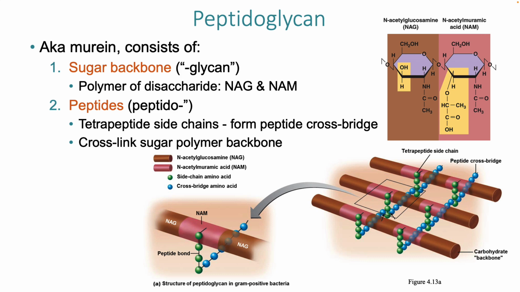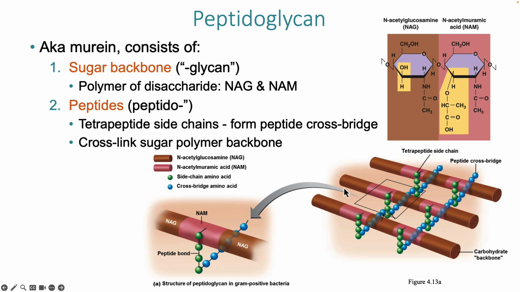That peptidoglycan has a sugar backbone, that's the glycan part, which is a disaccharide polymer. The two sugars that make up the peptidoglycan are N-acetylglucosamine and N-acetylmuramic acid. So it's not like glucose and sucrose. No, it's a little bit more of a tongue twister to say. So N-acetylglucosamine and N-acetylmuramic acid. I'm not going to in any way, shape, or form expect you to remember the structures, but it is a dipeptide in repeating units. And that's what they're showing you here.